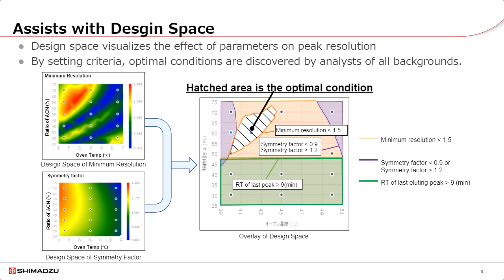On the right side, I've shown how other parameters can be used to identify areas within the design space where certain conditions are met. They can be symmetry factor for the peaks, last peak retention times, minimum resolutions, the list goes on and on. The software should be able to shade out the areas of the acceptable limits for these parameters, and the hatched area provides the space where these parameters are met.